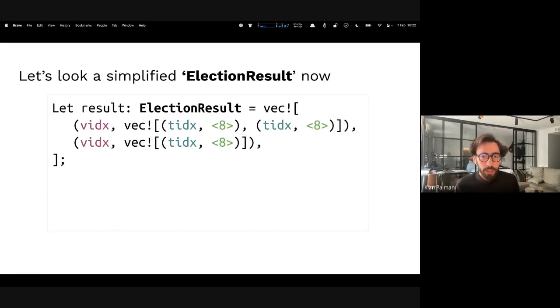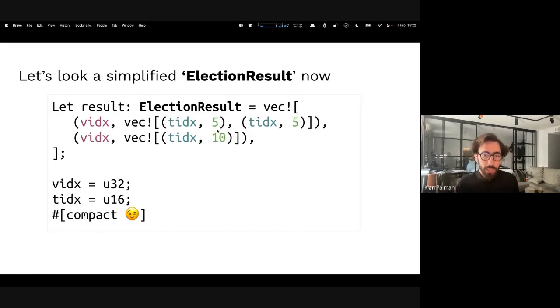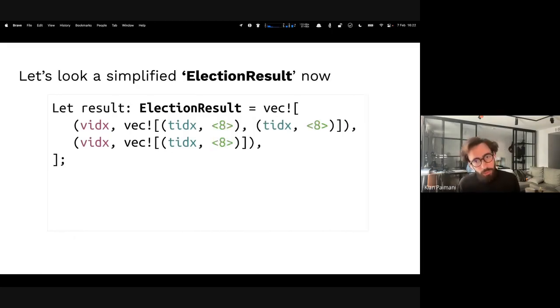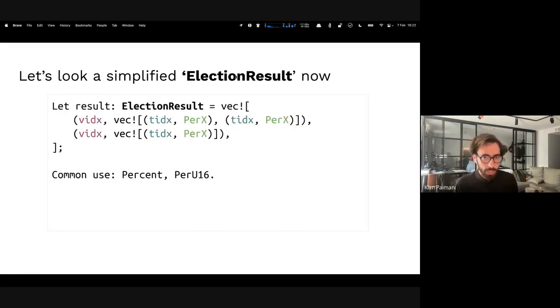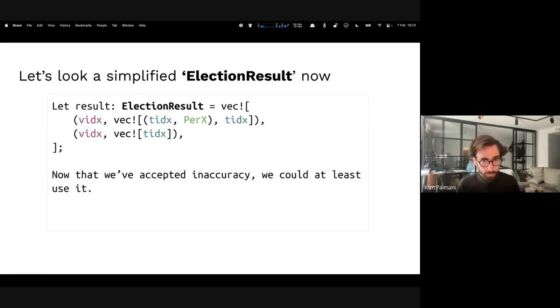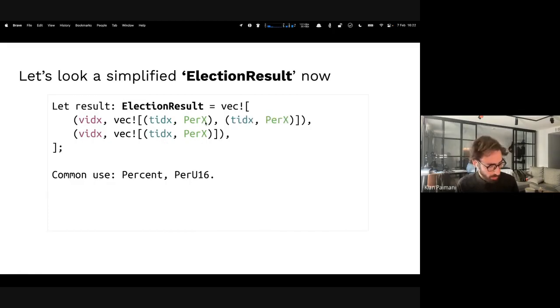Next thing is that the numerical value, like the vote weight, can also be 4, 8, or some number of bytes. And we can also reduce that into a ratio, like per thing, per cent, per bill, per mill. We have these numerical types in sp-arithmetic in Substrate primitives. And this has two benefits. One is that these per-things are usually smaller. If you use a PerU16, it's perfectly good enough. I mean, there's some accuracy loss when you convert a number into a percent, but it's good enough.